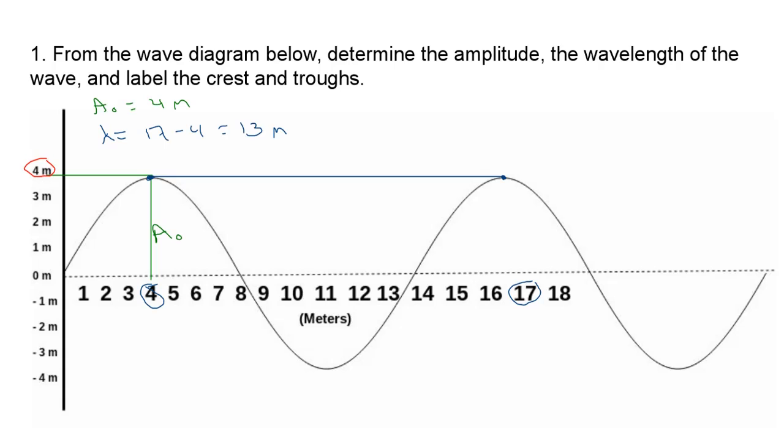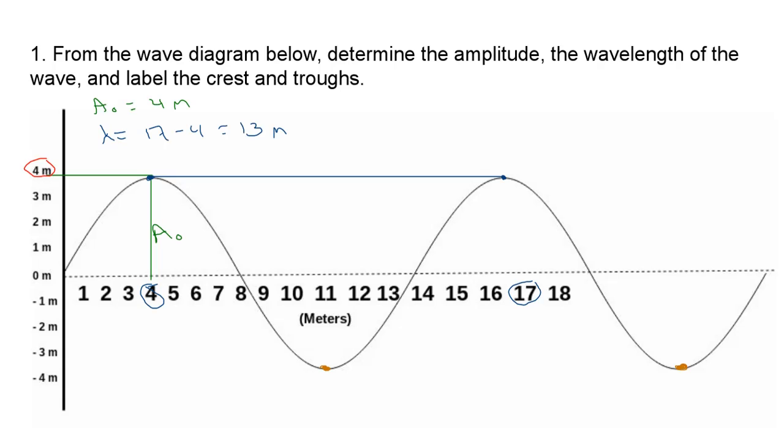So the last thing we're going to do is label the troughs. And let's label that in orange. So the trough, remember, is the bottom of the wave. So here, and then here. And that's it. So the amplitude is 4 meters because it's 4 meters high.